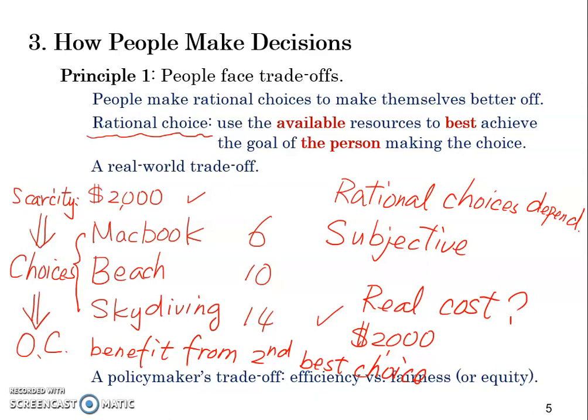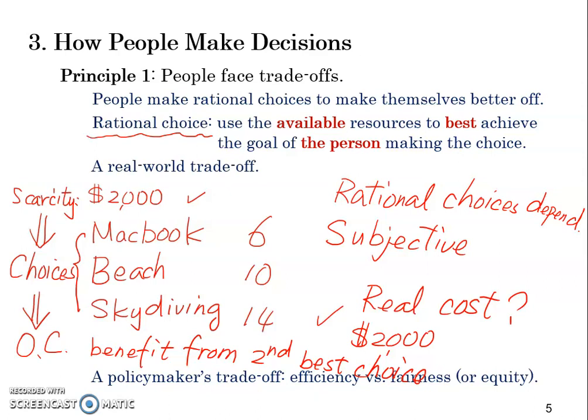Now, efficiency means you can produce the most, for example, generate the highest level of benefit. Fairness means as a policymaker, you've got to be fair. The policy must be fair, or equally accessible, to all people in the society.